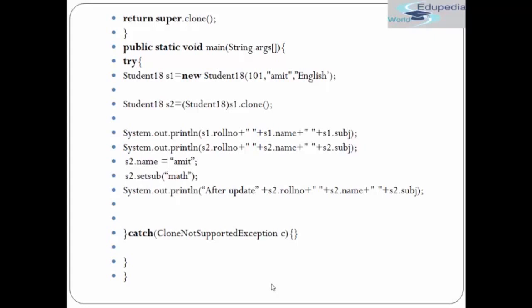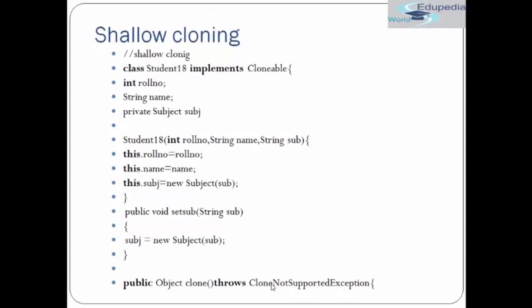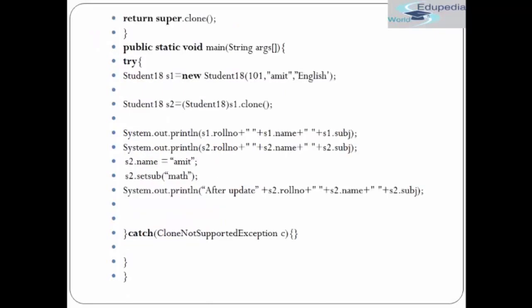Okay, so this will do a shallow cloning, that means it will copy all your primitive types. But here we also have an object of a class Subject. So if we do shallow cloning, this Subject object will not get copied. Rather, it will be shared between the cloned object and the original object.